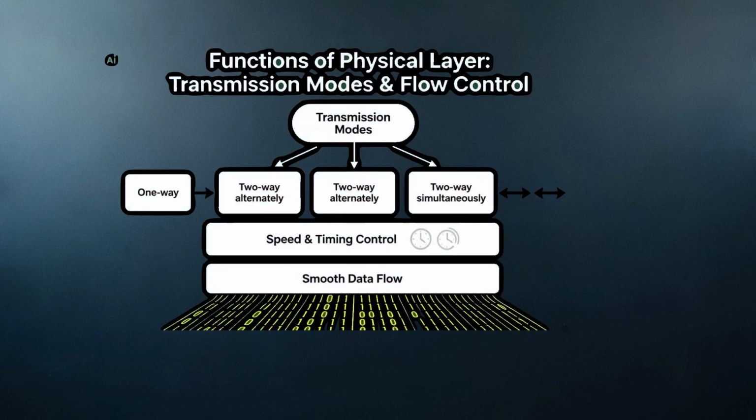This layer also decides how data flows, one-way, two-way, alternately, or simultaneously, through transmission modes, and controls the speed and timing of data transmission to keep everything running smoothly.